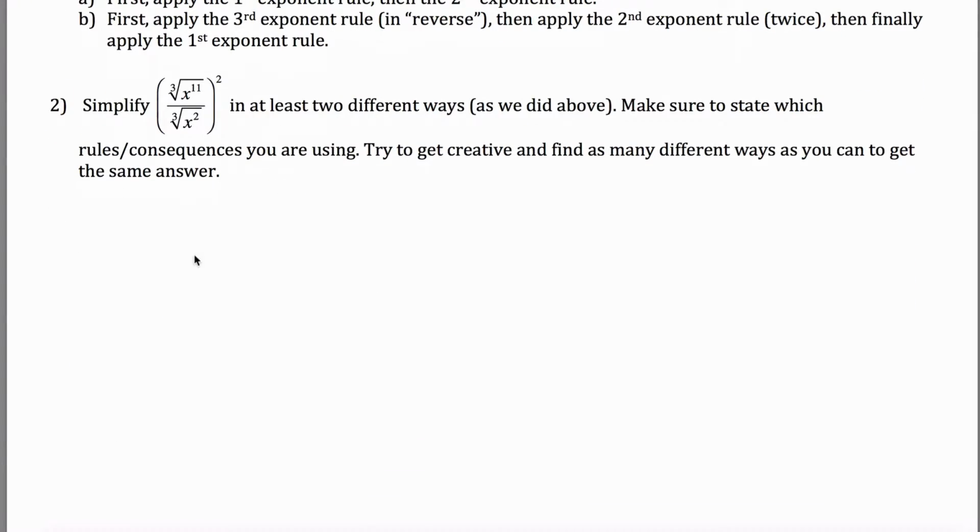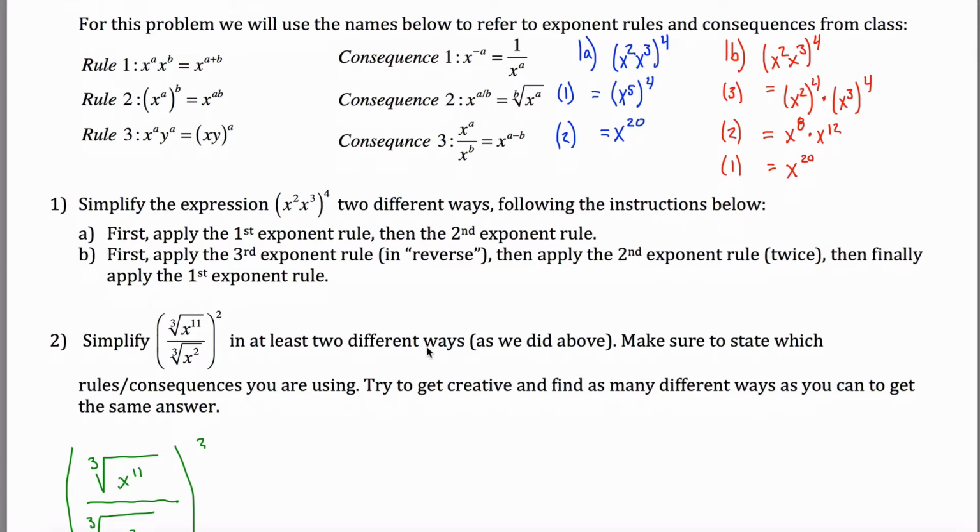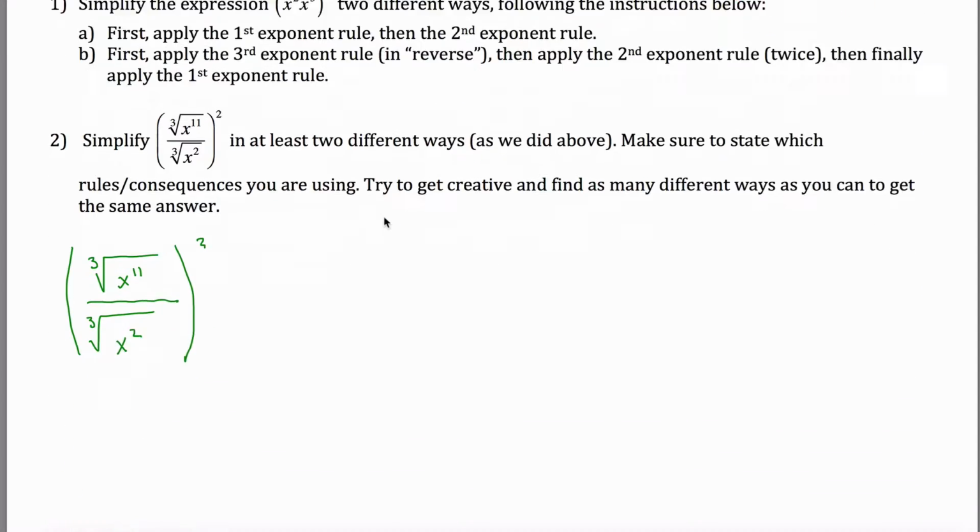Okay, so problem 2. I'm starting out with this, I guess I'll just write this start: the cubed root of x to the 11th divided by the cubed root of x squared, and that whole thing is squared. And what I want to do is solve this thing using as many different methods as I can, kind of emulating what I did in 1 here.